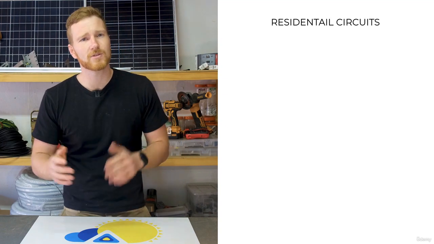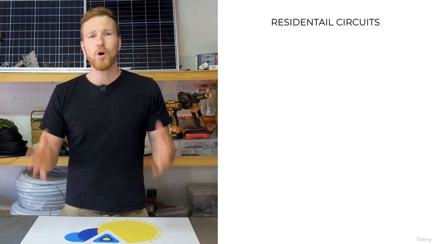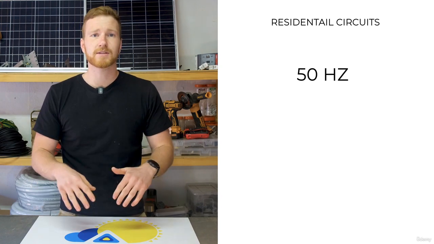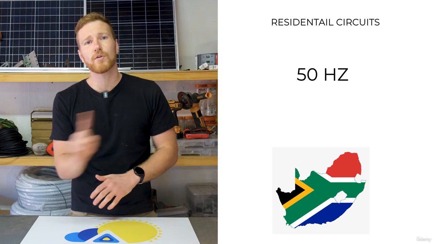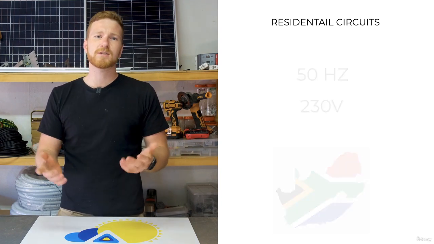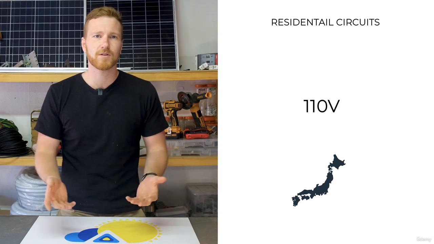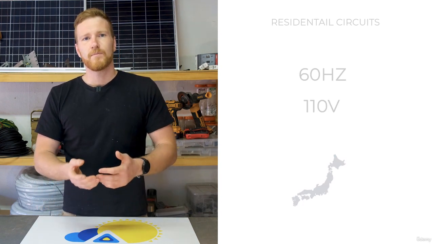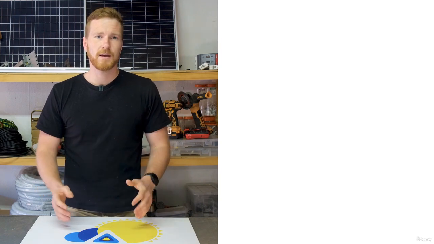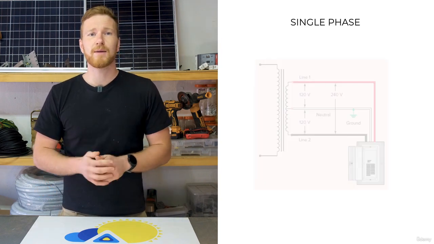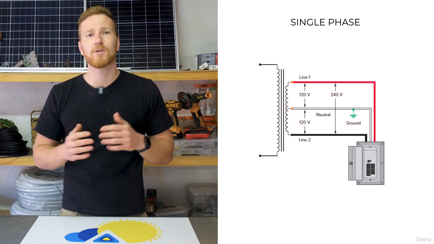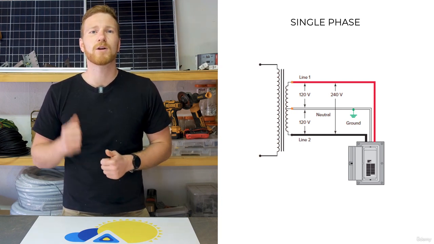Your home's electrical circuit. Now, your home is powered by AC electricity at 50 Hz, or at least here in South Africa. That's moving back and forth 50 times a second at 230 volts. In some countries like Japan, it's 110 volts at 60 Hz. The cable providing power to your homes varies in 2 forms. In single phase, this is a 2-wire system, red and black, where a home is powered with 1 live wire and 1 neutral wire.